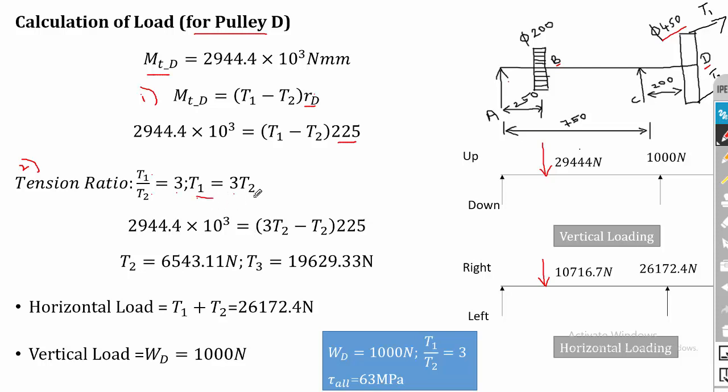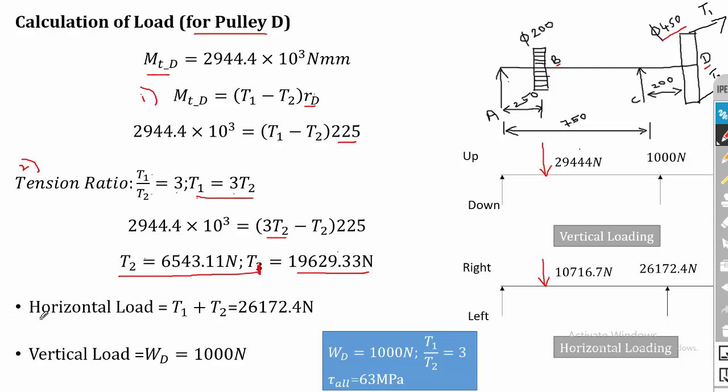Further T1 is equal to 3 T2. So you can substitute it. So these calculations we have already solved in the pulley problems. So we already know that you can calculate the T2 value. Okay. So after calculating the T2 value, you can substitute it in the tension ratio equation and you can calculate the T1 value. Okay. So we have calculated T2 and T1 value.